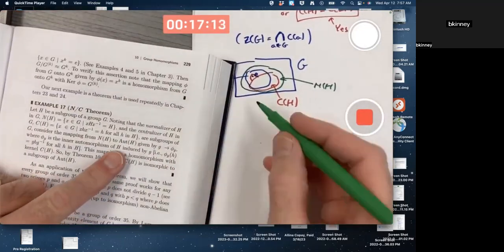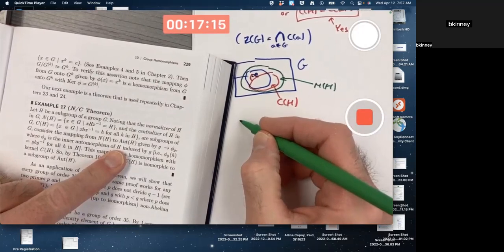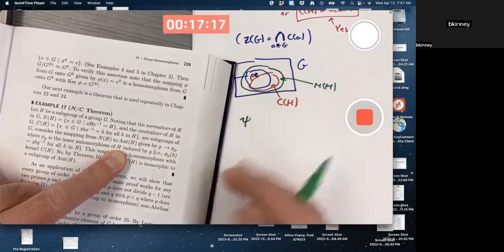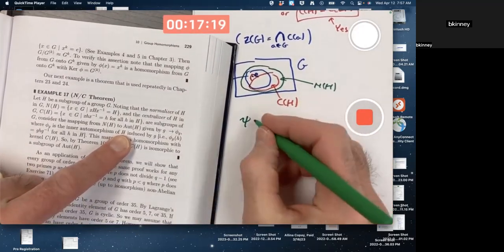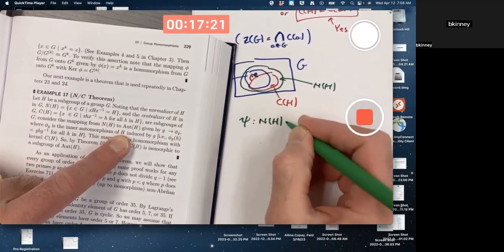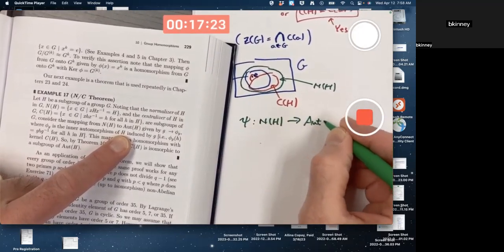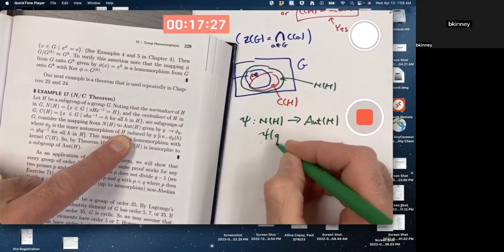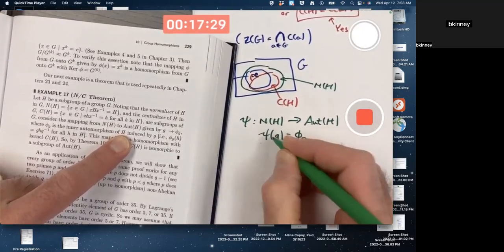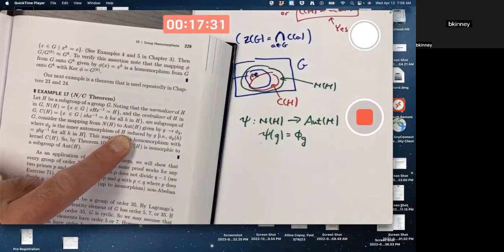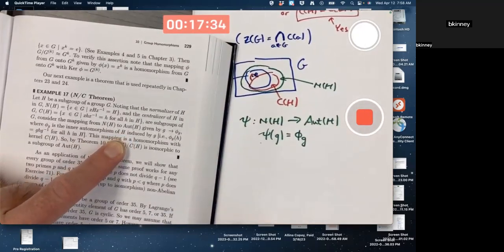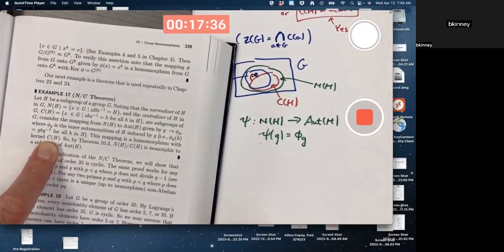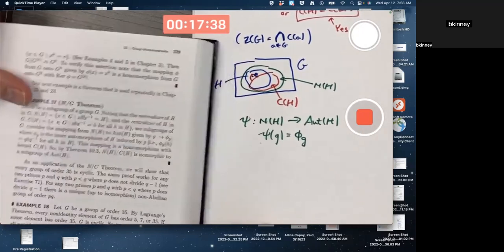The mapping has not been given a name. Let's go ahead and give it a name. Let's call it our second favorite Greek letter, psi. Psi goes from N of H to Aut of H. The formula for psi is psi of g equals phi sub g. The claim is this is a homomorphism with kernel C of H, the centralizer of H.